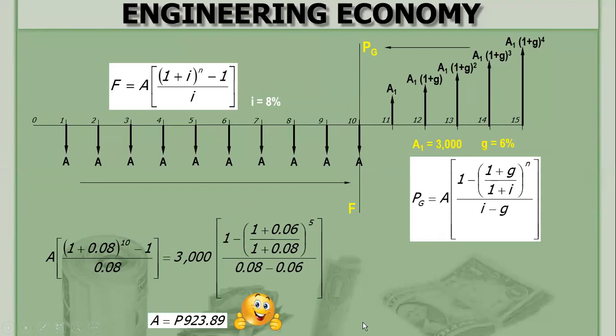So, the answer is 923.89. So, if you encounter complicated problems, your knowledge about equation of value comes in. That is where you apply equation of value, when the cash flow diagram is complicated.